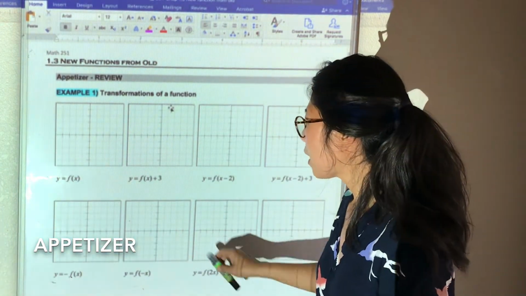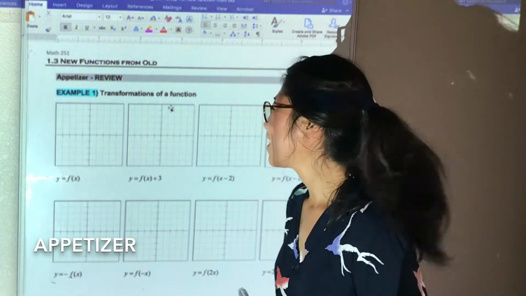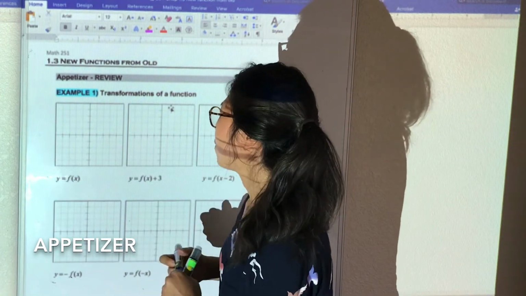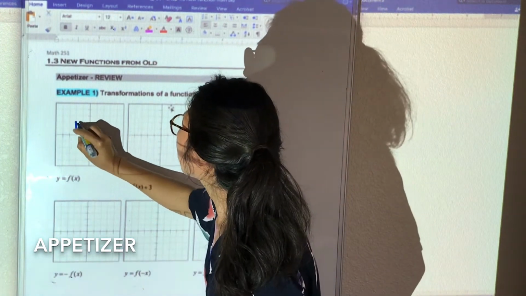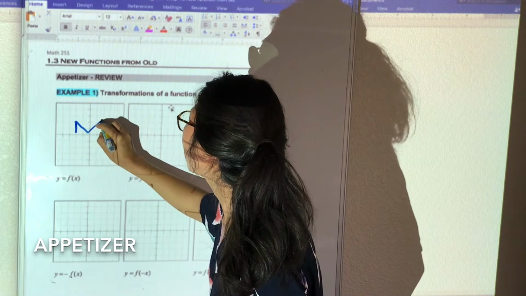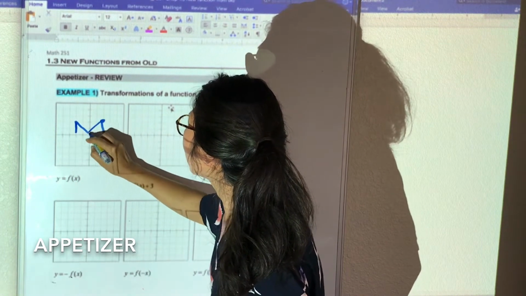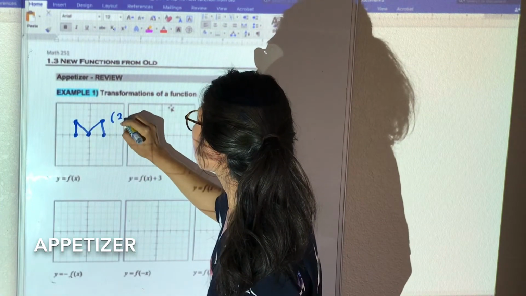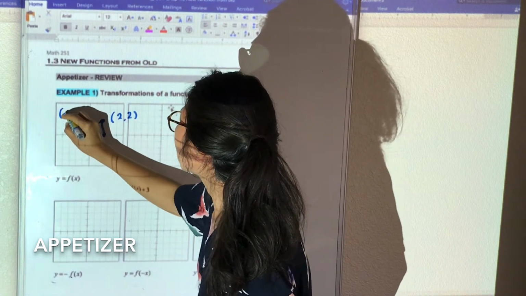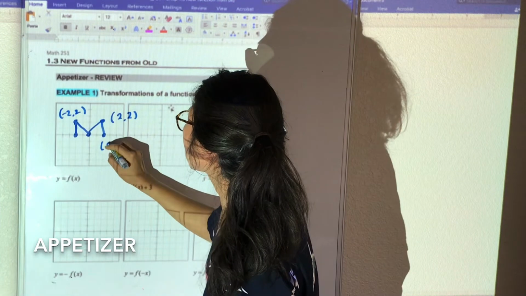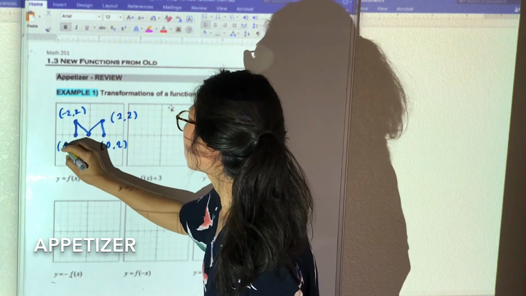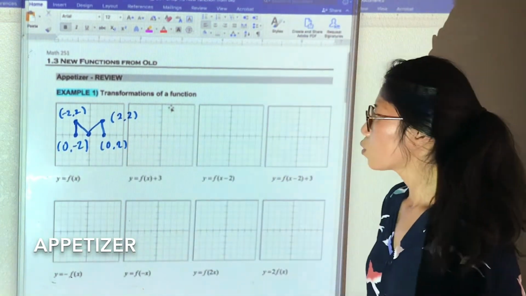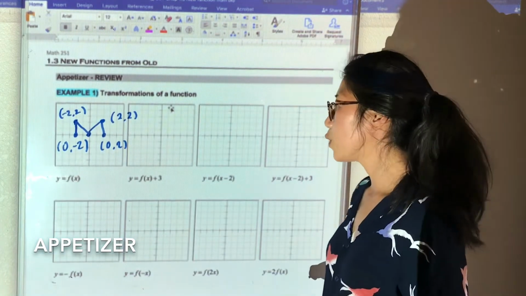So let's look at the first function. As you see, I didn't actually draw the first function, my bad. The function that I want you to have is an M shape, and then look at the coordinates very carefully. I will write this one: 2, 2, and then negative 2, 2. This one 0, 2, 0, negative 2. So let's do a review of transformations.